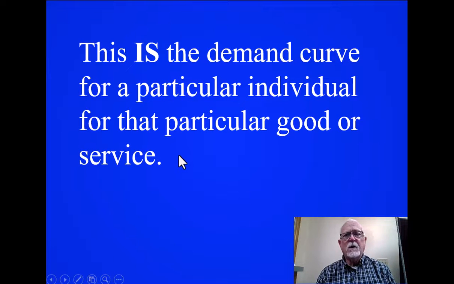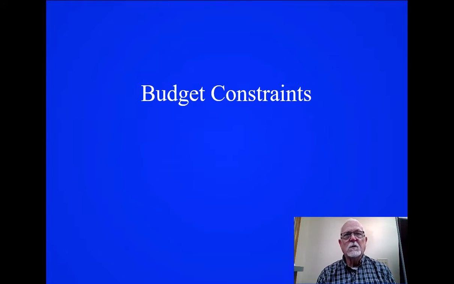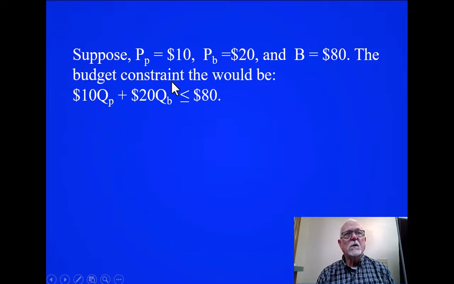So a better method is where we use something called budget constraints and indifference curves. So a budget constraint, mathematically, if we're looking at two items, B is your budget, and then the price times the quantity of the first item, like the planes, and then the price times the quantity of the boats, those added together have to be less than or equal to your budget. So that's just a budget constraint.